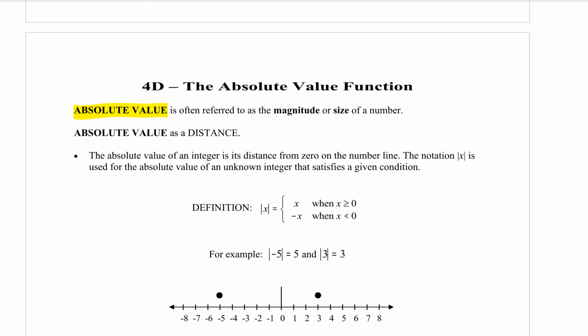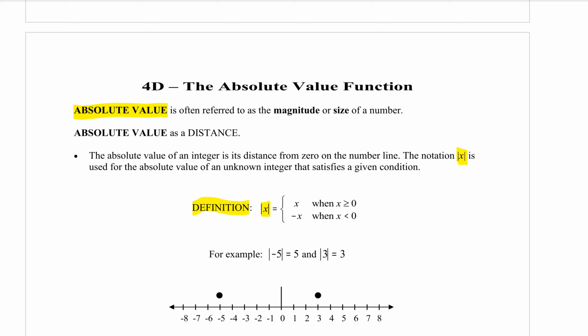The notation absolute value of x is used for the absolute value of an unknown integer that satisfies a given condition. So those little lines on either side, they mean absolute value, and anything that is inside those absolute value signs will be made positive. The total will be made positive. So there's a definition here of the absolute value of x.